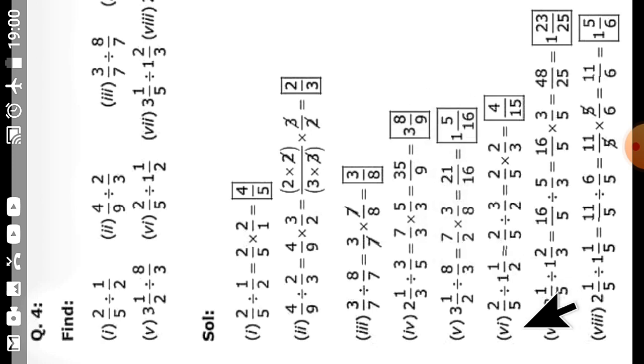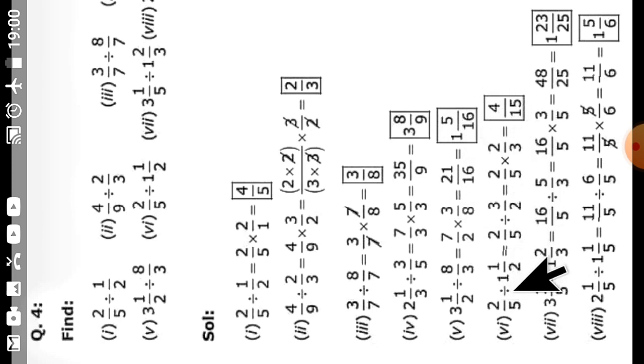Now 3 integer 1 upon 2 divided by 8 upon 3 equals, 3 twos are 6, 6 plus 1 is 7. 7 upon 2 into 8 upon 3 will become 3 upon 8. So 7 threes are 21 and 8 twos are 16. So 21 upon 16. Divide 21 by 16, you will get 1 integer 5 upon 16.